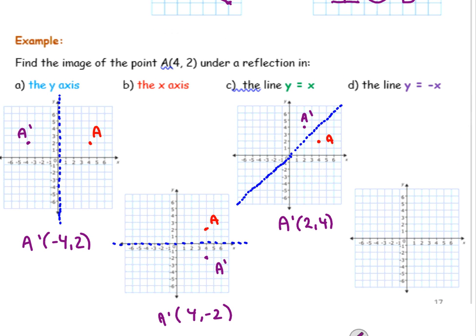Last one, reflection across the line y equals negative x. So y equals negative x, kind of cutting through here.